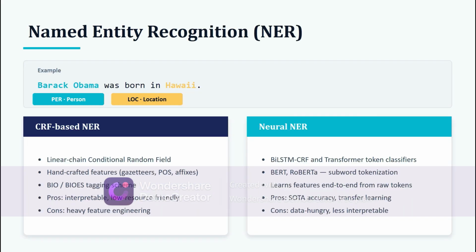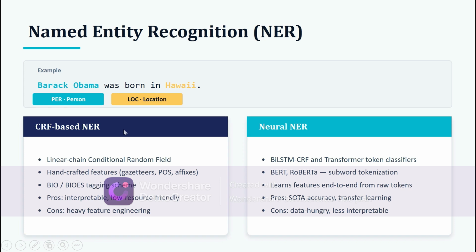Now, named entity recognition is the foundation of any IE system. The example at the top shows the task in miniature. Take the sentence Barack Obama was born in Hawaii, and label the entity spans with their types. Barack Obama as person and Hawaii as location.